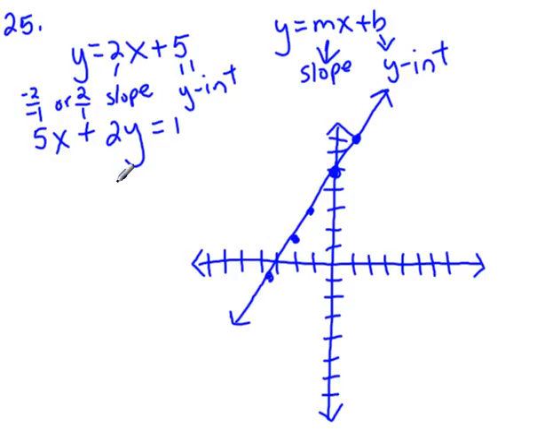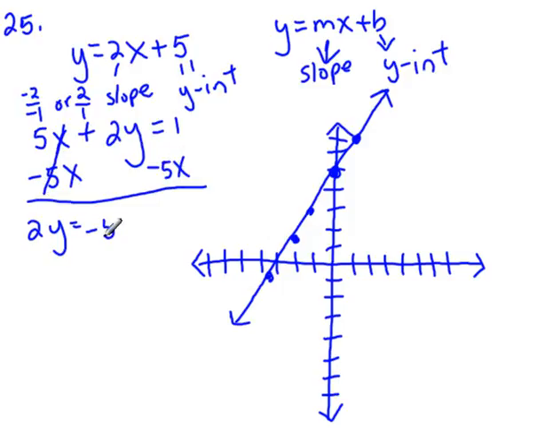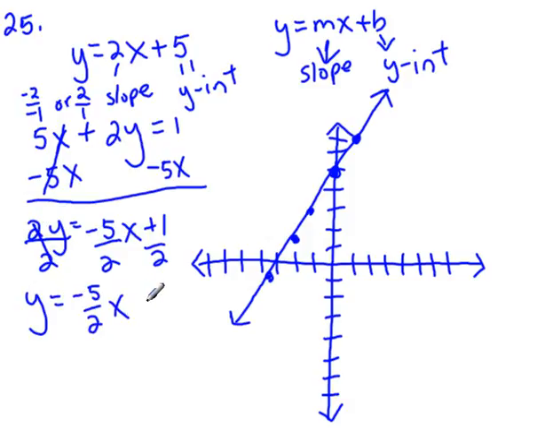Okay, next I want to do 5x plus 2y equals 1 and graph it, but it's not in slope-intercept form, so I need to get it there first. So first I'm going to subtract 5x from both sides. And that gives me 2y equals negative 5x plus 1. Then I'm going to divide by 2, just solving for y. So now I have y equals negative 5 over 2x plus 1 half.